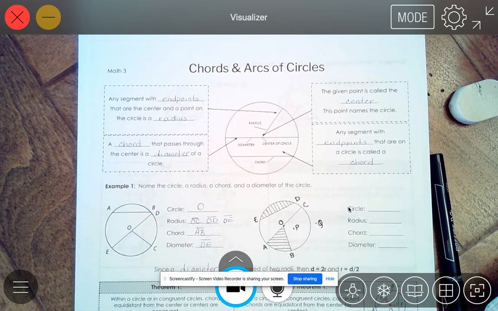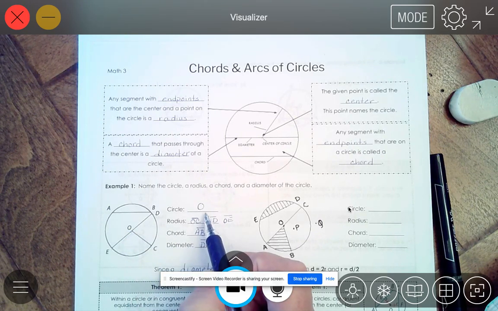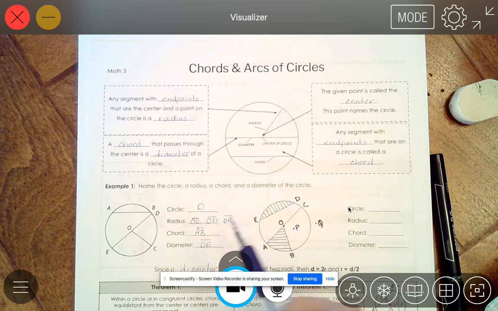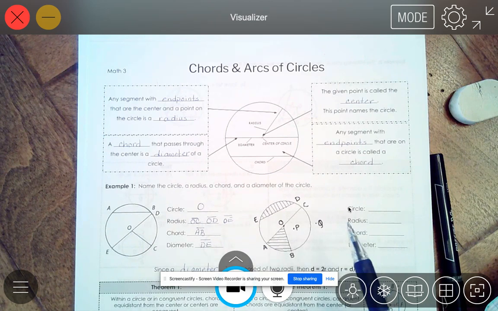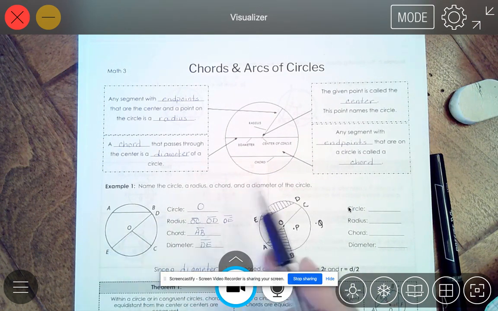Name the circle. Right here, here's the center. It's an O, so this is circle O. Name a radius. We really have 3 of them, OB, OE, and OC. Name a chord. The most obvious one is this one up here, AB. And name the diameter, DE. You could also say ED, but normally we put these things in alphabetical order.